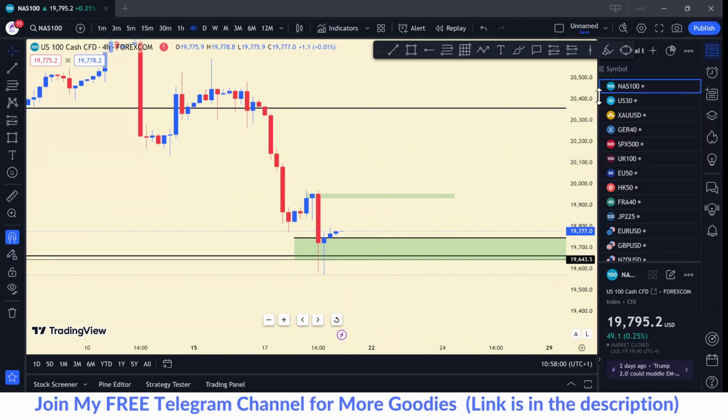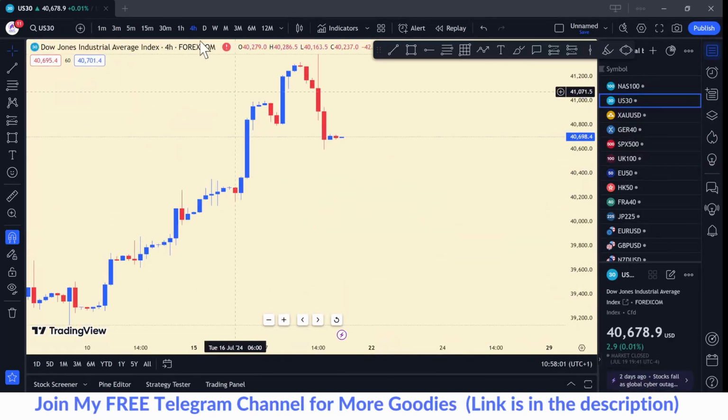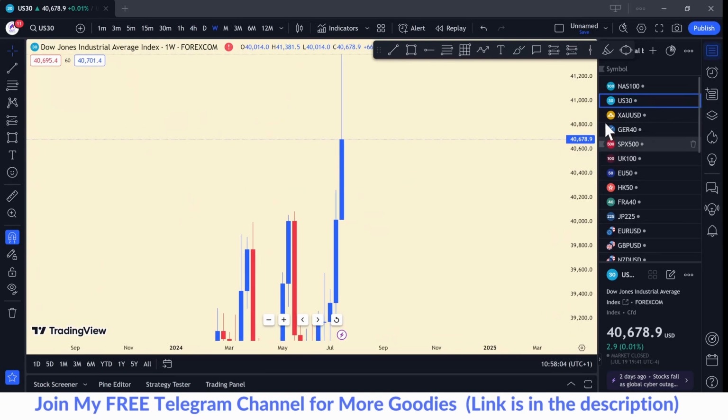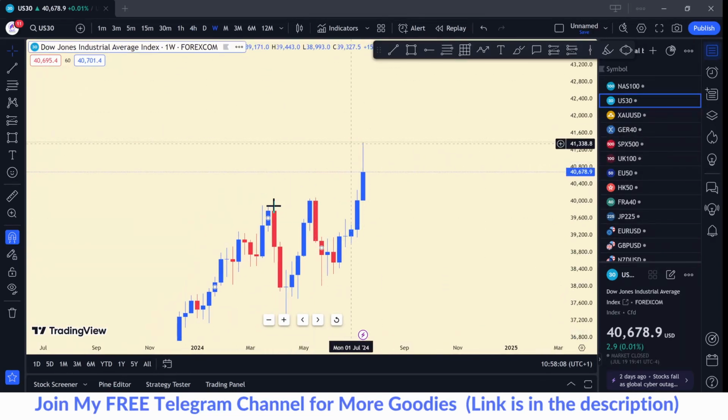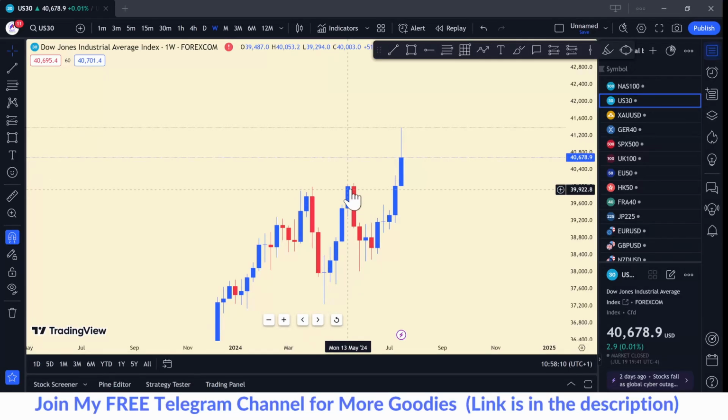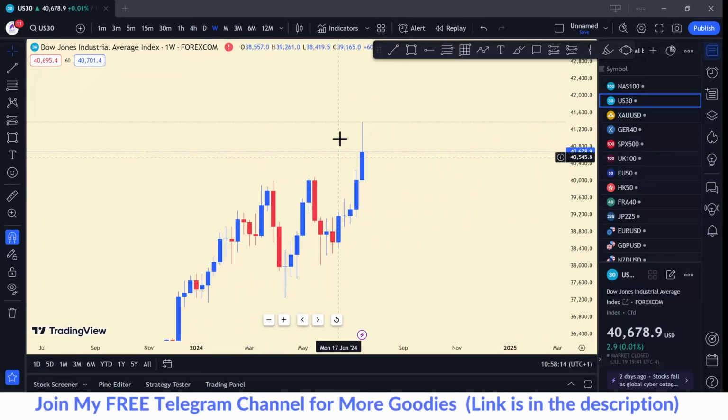All right. US 30, the weekly. We created an all-time high on US 30. We broke multiple levels. So there's nothing sponsoring this aside from profit taking. A lot of people are taking their profit and that pushed price to the downside. When you take your profit, you are simply selling from a buy position.